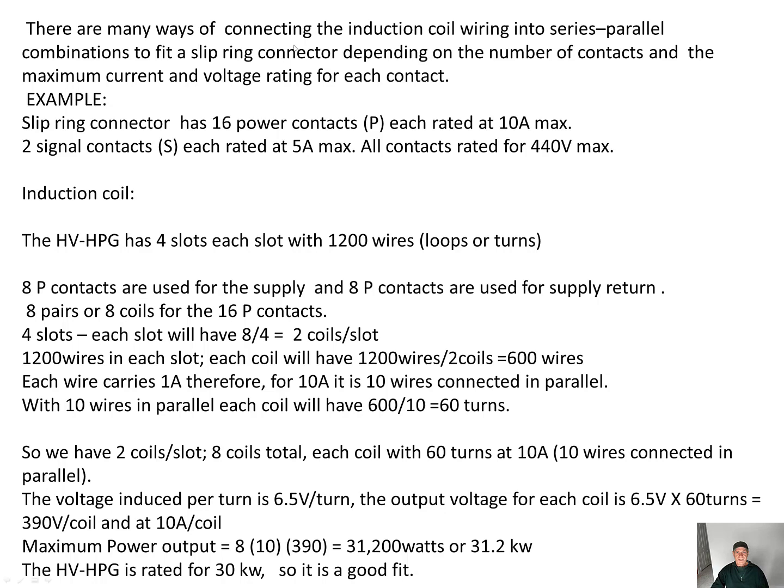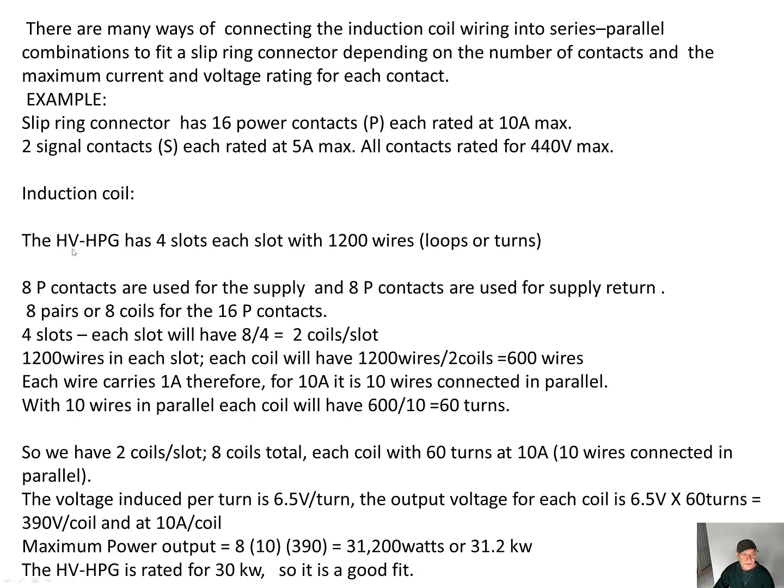There are many ways of connecting the induction coil wiring in a series-parallel combination to fit a slip ring connector, depending on the number of contacts and the maximum current and voltage rating of each contact. Example: the slip ring connector has 16 power contacts, each rated at 10 amps max, and 2 signal contacts S, each rated at 5 amps max, with all contacts rated for 440 volts maximum.